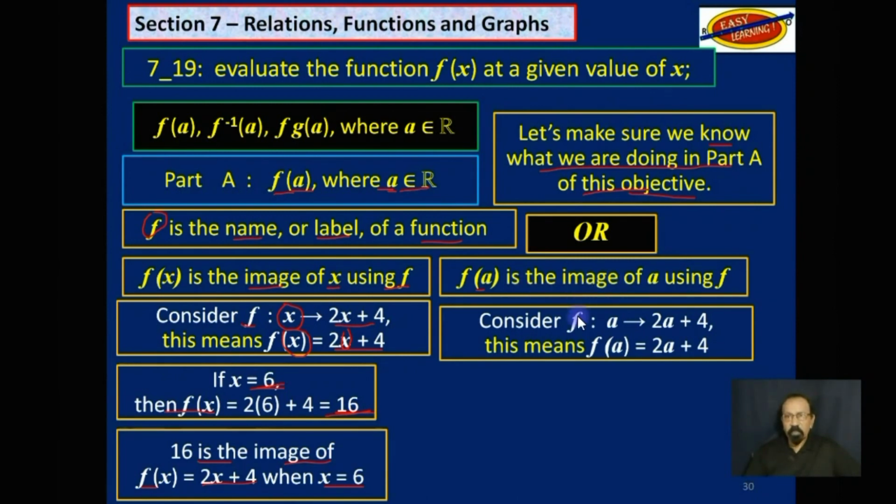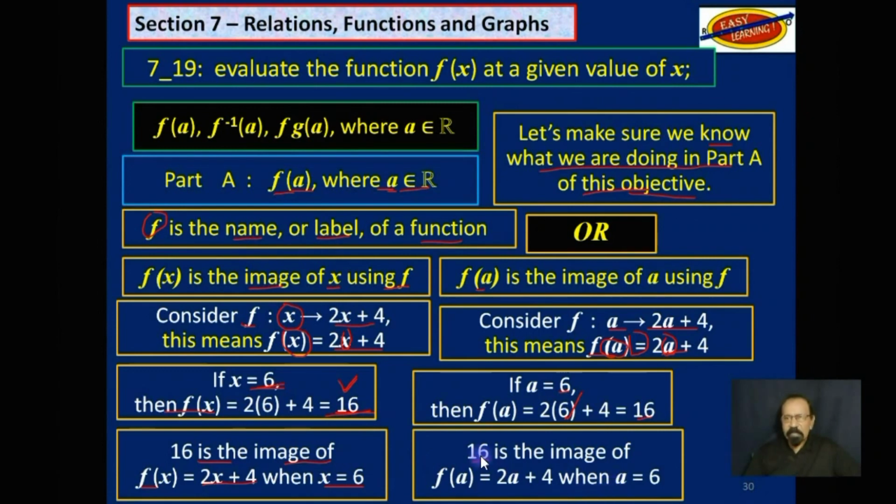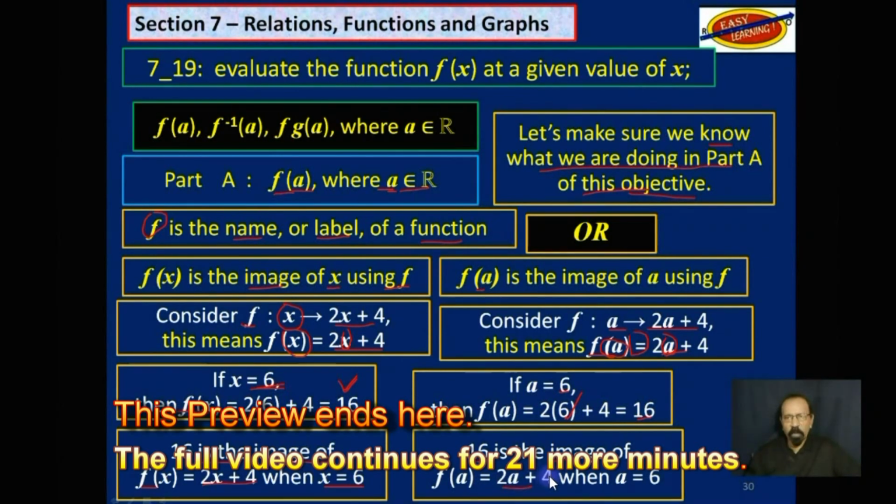Consider f is a function such that a maps into 2a plus 4. We can say that f at a is equal to 2a plus 4. So when a is 6, we just substitute 6 for a there, and we get 16, just like we were doing over here with x. Whether it's x or a, it doesn't really matter. 16 is the image of f of a defined by 2a plus 4 when a is 6.